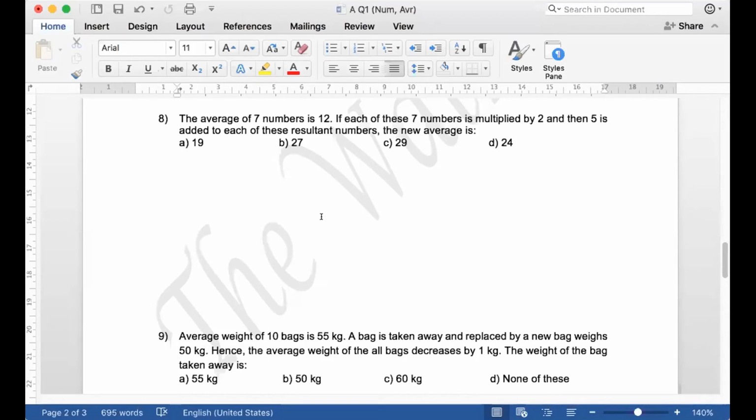This is a common variety of question you may see in competitive exams. The average of certain numbers is given, and if each number is multiplied by a specific number, and then 5 or whatever number is added to each of these resultant numbers, then the new average would be what?